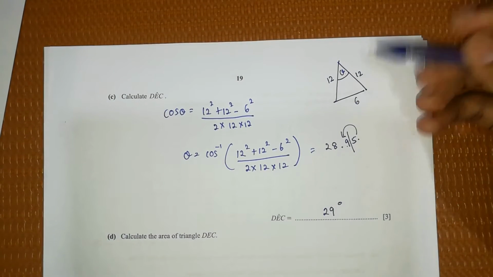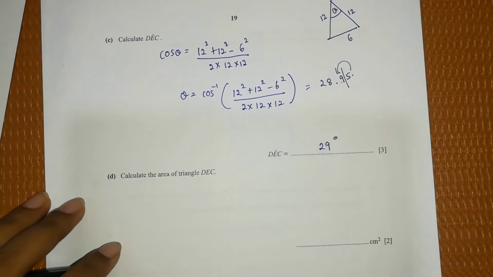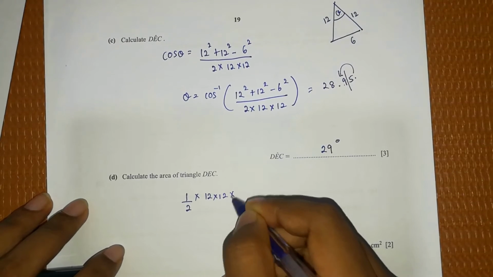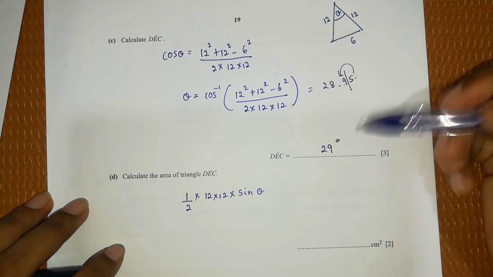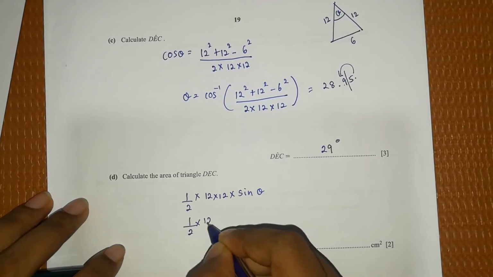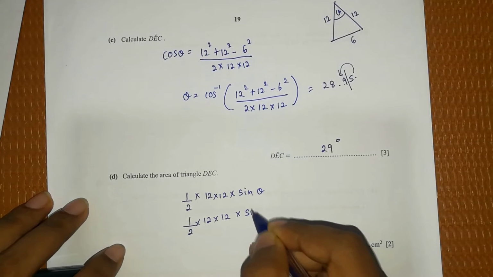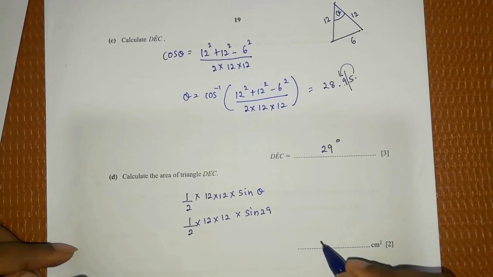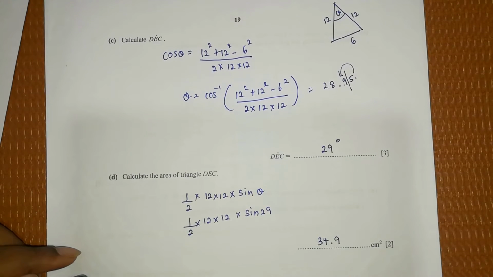Then calculate the area of triangle DEC. So this is the triangle. The formula that we use is half into the two sides, that is 12 into 12 and into sine theta. Theta we found in the previous part, which is 29. So half into 12 into 12 into sine 29. So that's 12 into 12 into sine 29, and you can divide it by 2. So the answer is 34.9, correct to 3 significant figures.